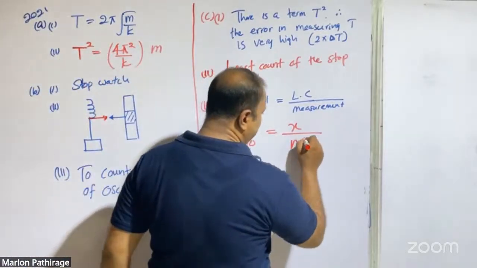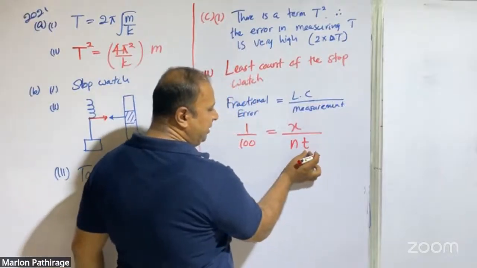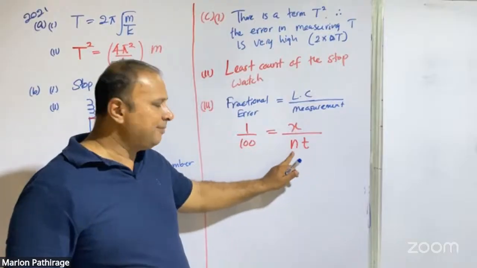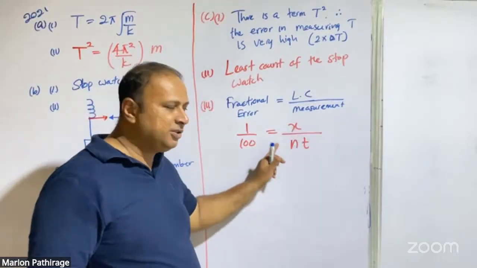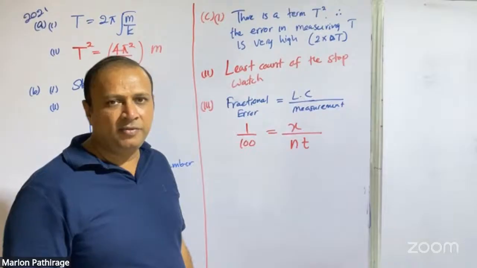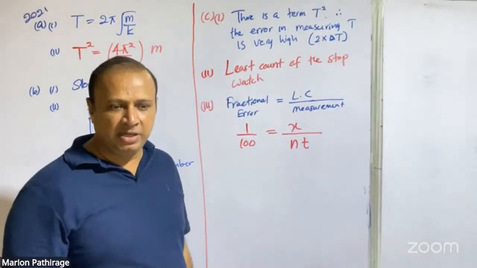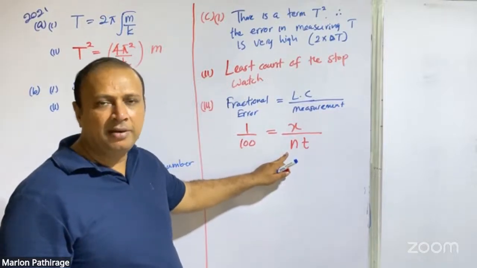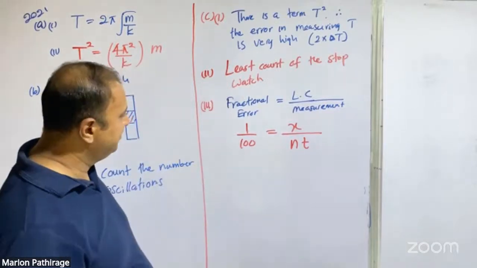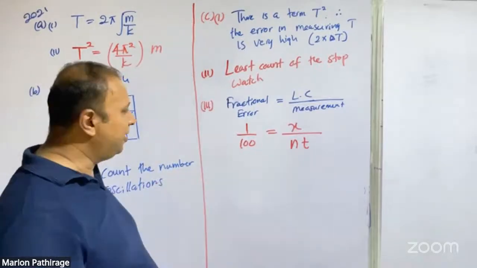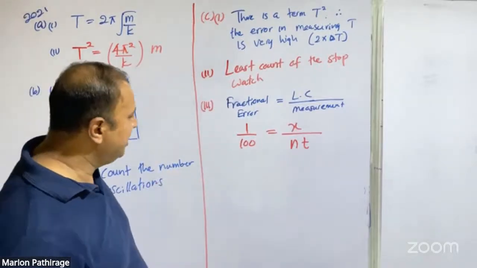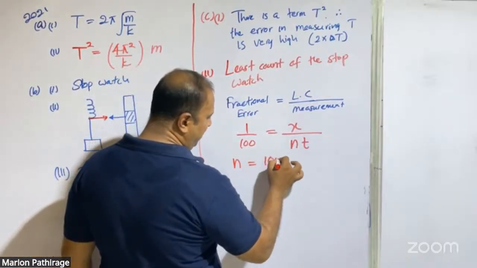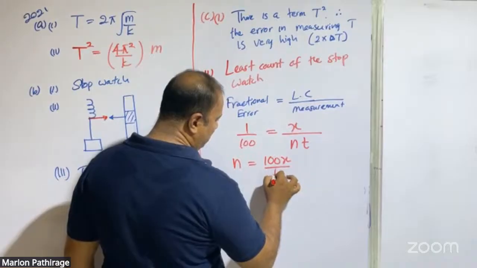Take the time of one oscillation and the number of oscillations. Therefore, this is the total time taken for n number of oscillations. That should be equal to 1 over 100. Therefore, n should be equal to 100x over t.